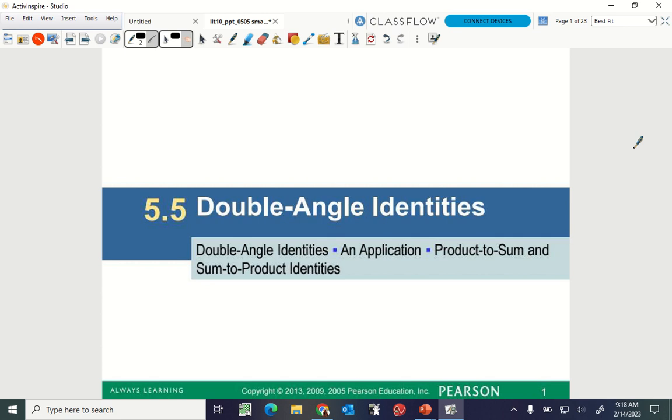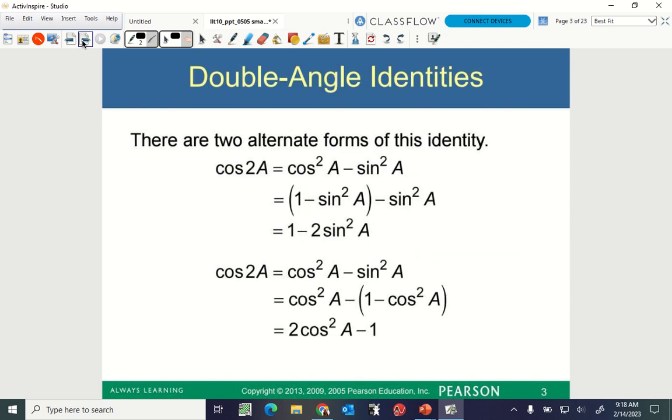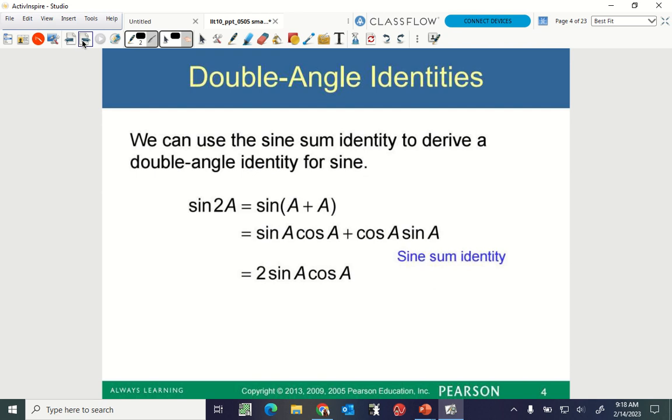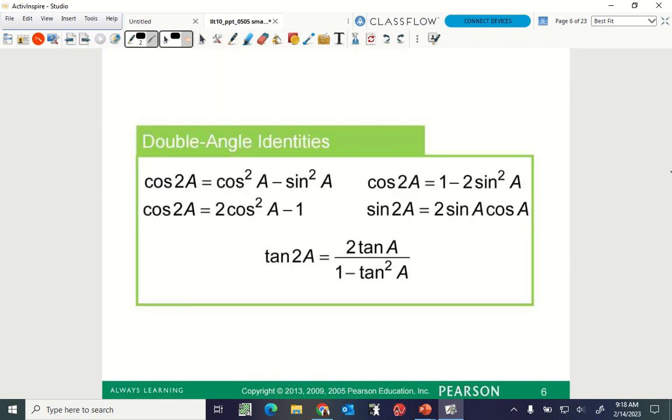All right, so double angle identities. Okay, this is what it looks like. This is where it comes from. So double angle means two of the same angle, right? Yes. Okay. Here they are. Double angle.